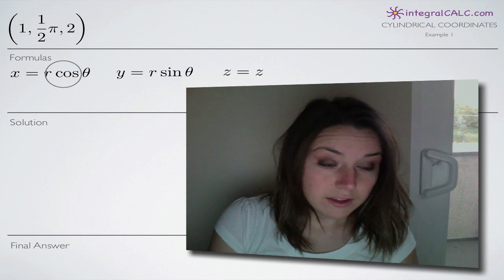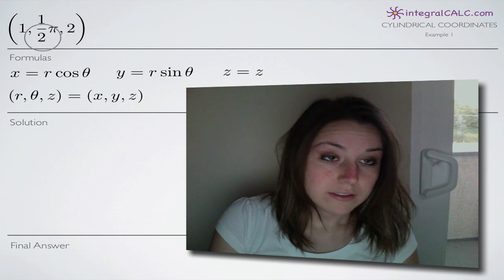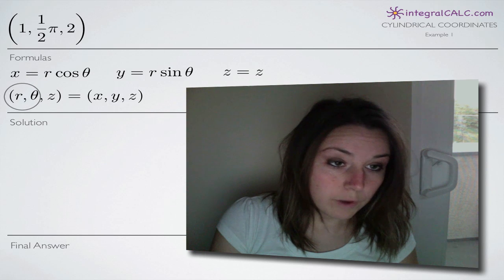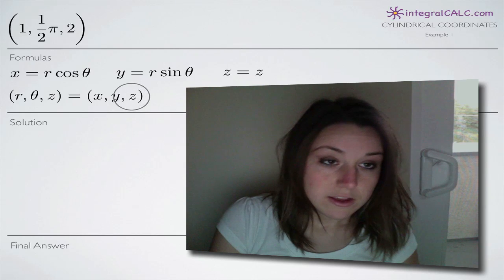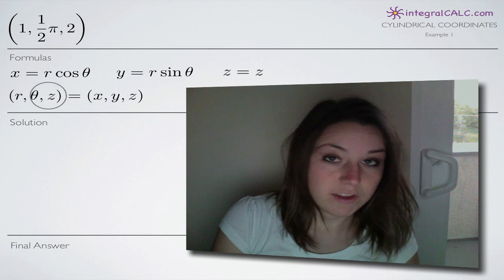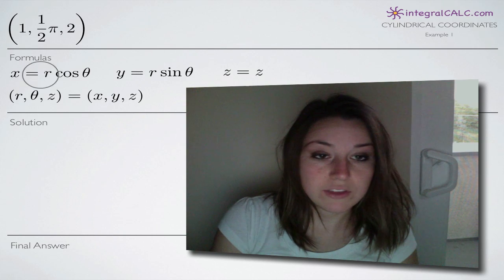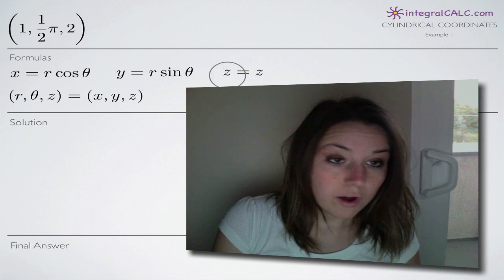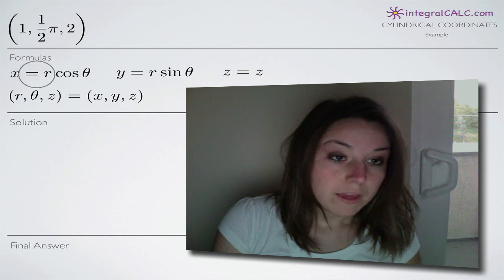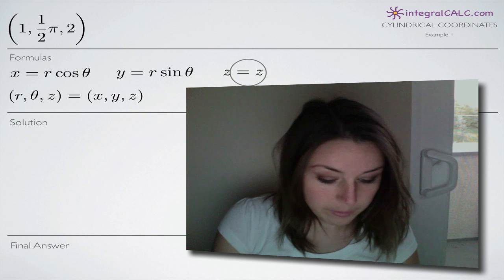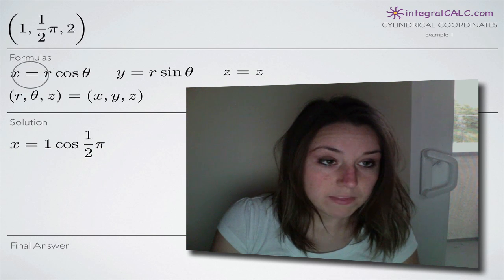And really the only thing outside of these formulas that you have to remember is that our original cylindrical coordinates are given in the form r, theta, and z, and we're trying to go to x, y, and z. So in order to get from r, theta, z to x, y, z, we need to use these formulas here. All it is is plugging in what we're given in r, theta, z into these formulas. So let's go ahead and look at the x coordinate first.